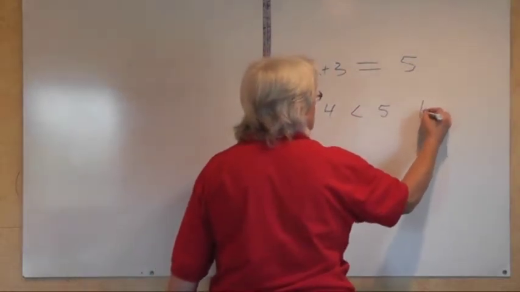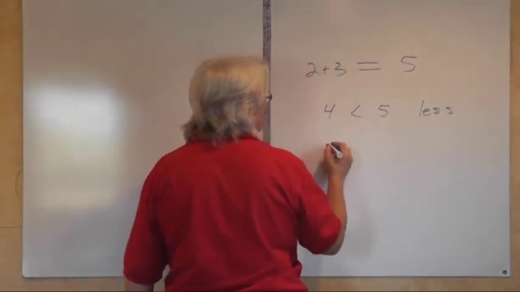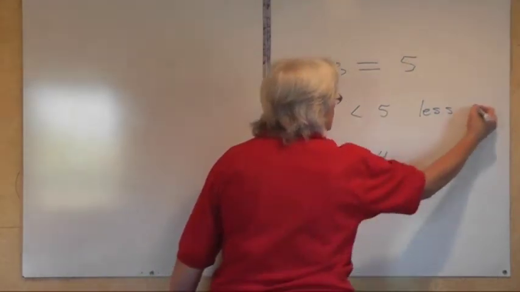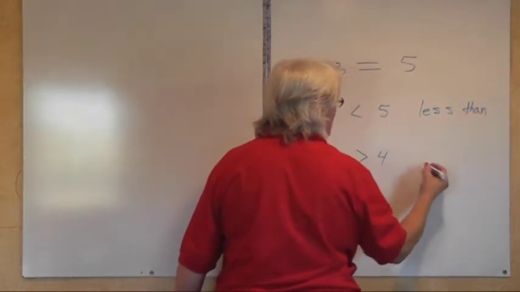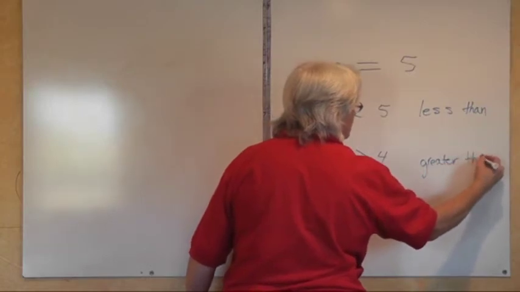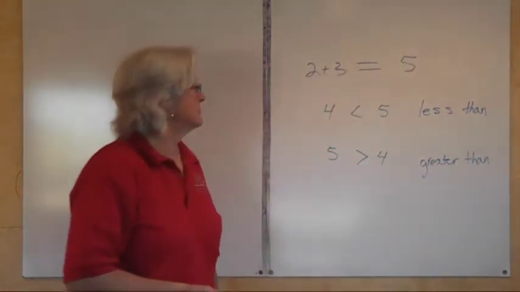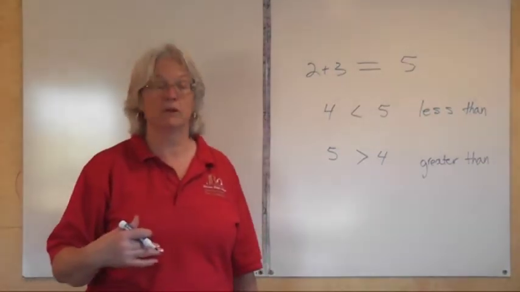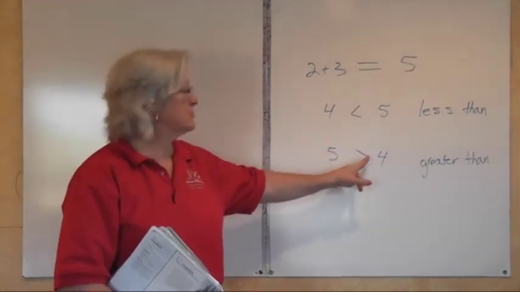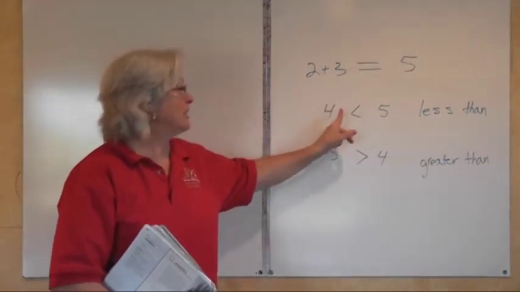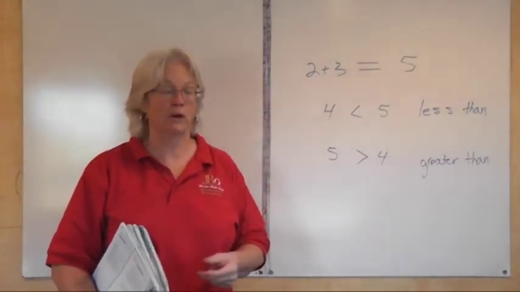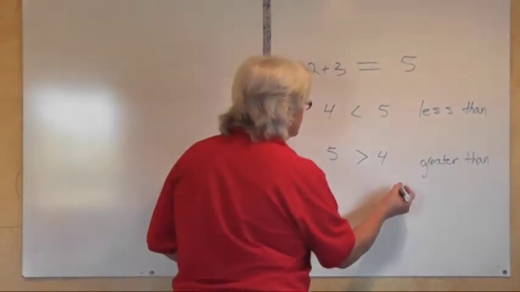less than and greater than. You are probably already familiar with these symbols. If you're not, now's the time to learn them. The point always goes towards the number that is smaller, towards the quantity that is smaller. And you're all very familiar with the symbol, the sign that you see. It looks something like this.